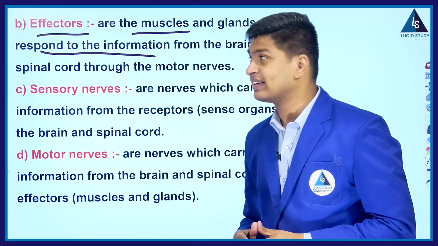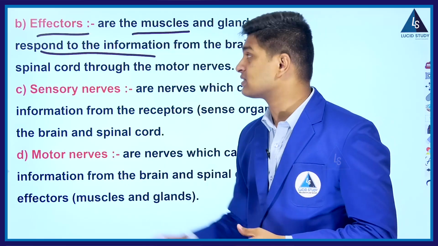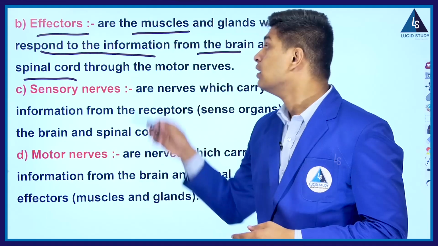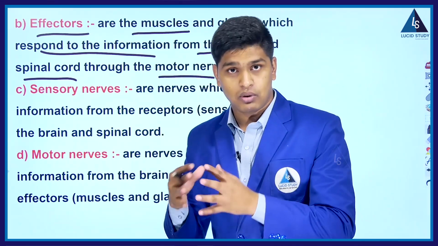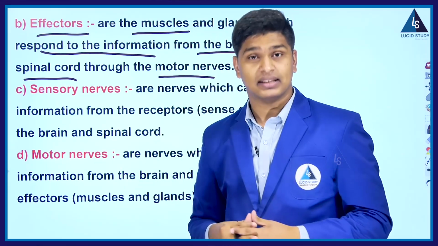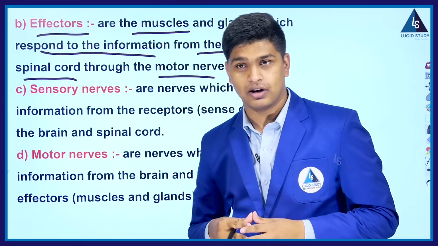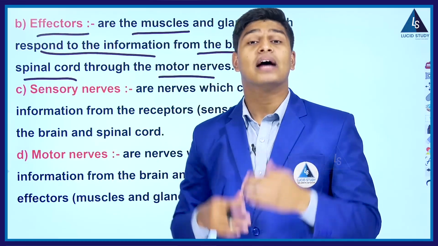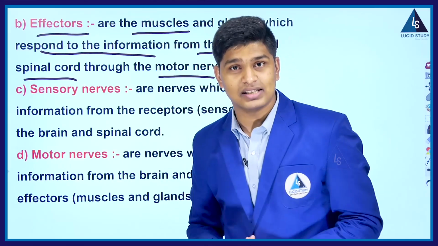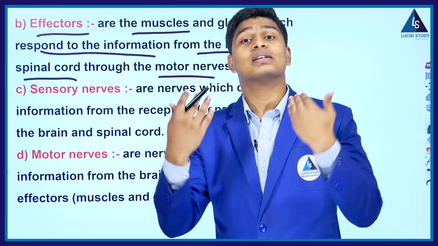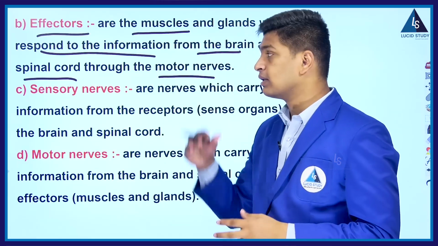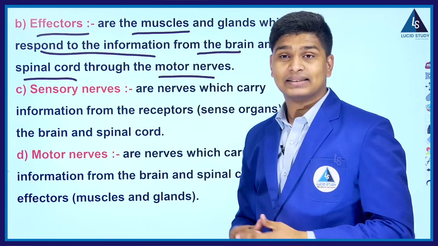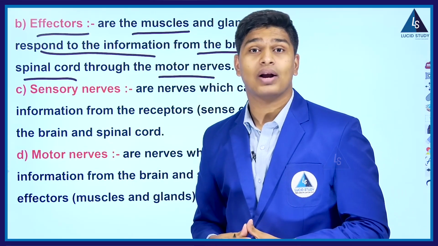Now, what are these effectors? They are the muscles or the glands that respond to the information from the brain and the spinal cord through the motor nerves. When we talked about the receptors, the signal was passed with the help of the sensory nerves, and the stimulus was sent to the brain or the spinal cord. And now a response is given back to the stimulus via the motor nerves from the brain or the spinal cord. And who does it? It is the muscles and the glands who do it. Hence they are called effectors.